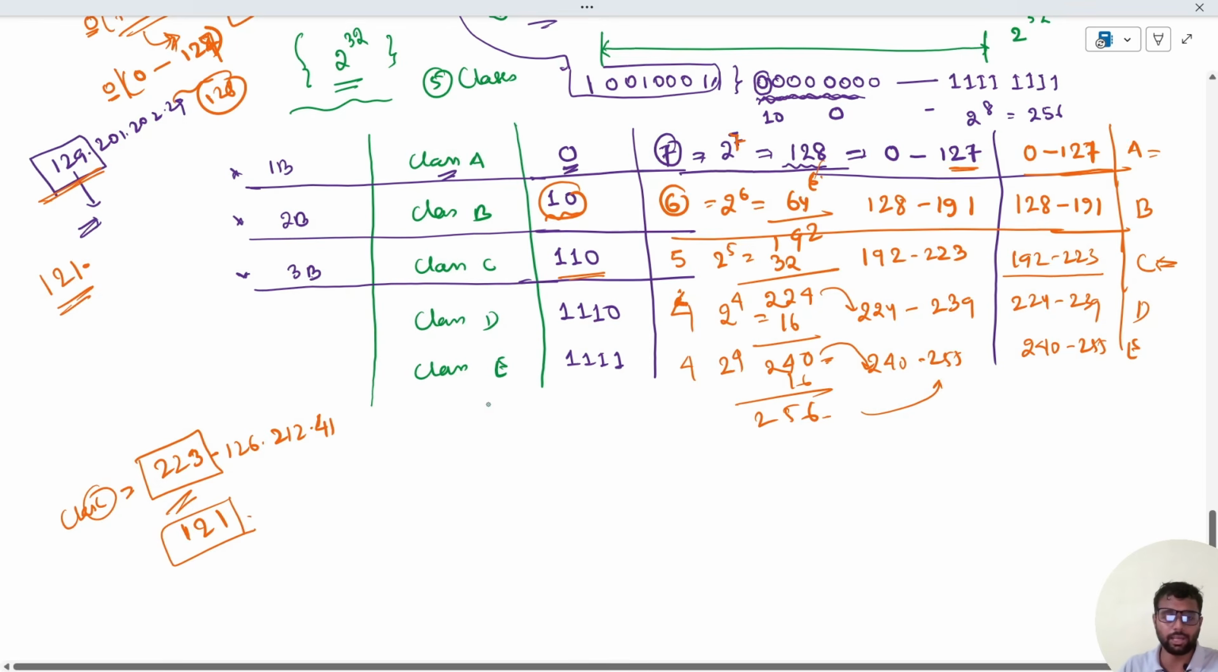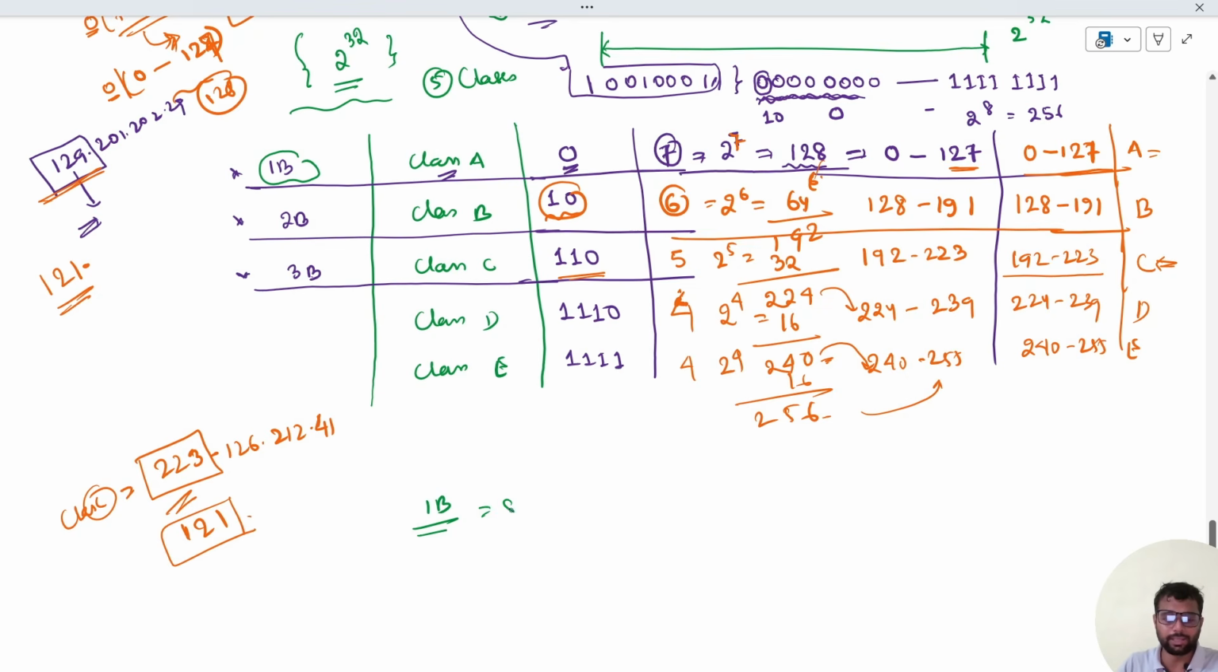We have already seen that in class A, we represent the network ID with 1 byte. So 1 byte means 8 bits. So how many networks?